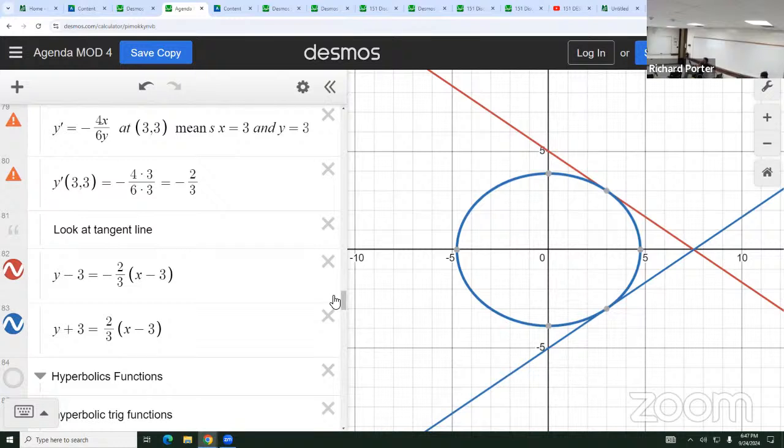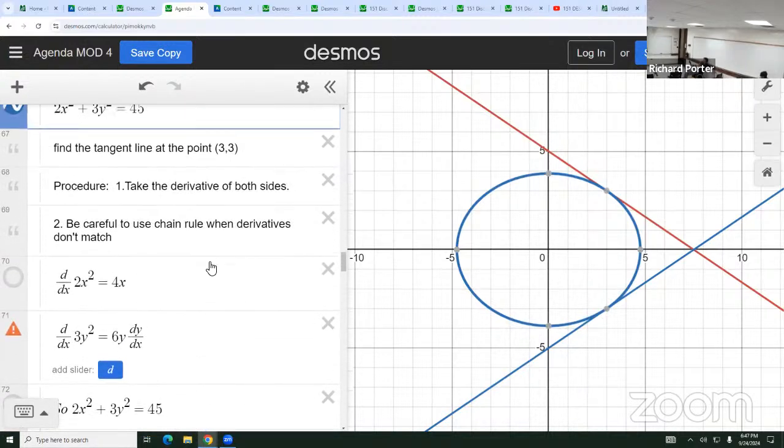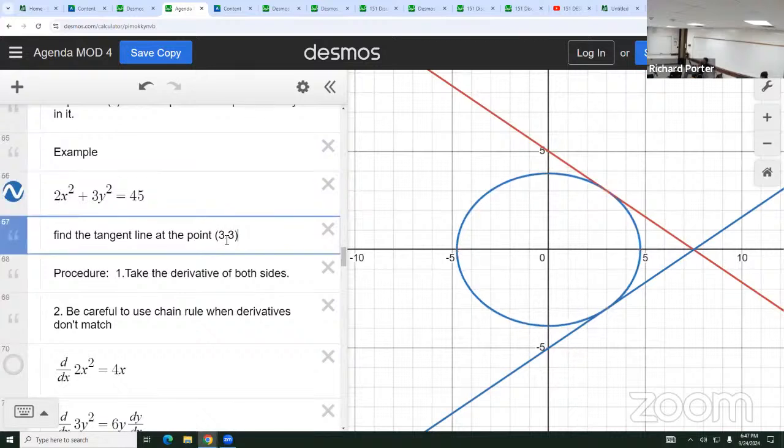So you can have the equation of a tangent line, and it happens at a specific x and y value. In other words, you need more information than just x equals, but you could certainly have a point. So that's what happens here. It says, okay, find the tangent line at the point (3, 3). So they have to tell you the x and the y value.